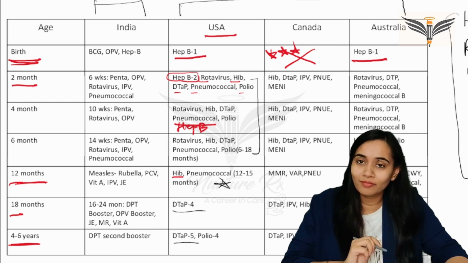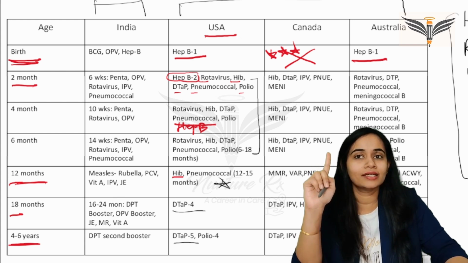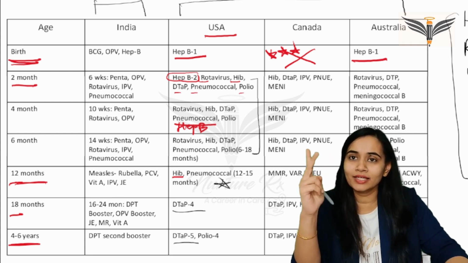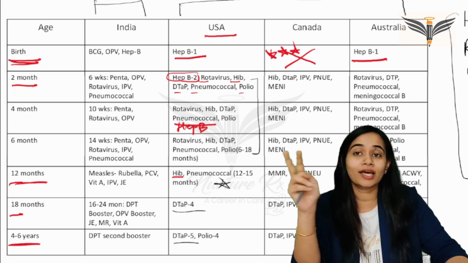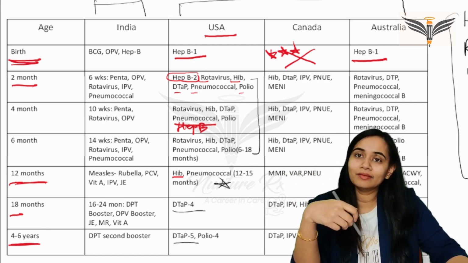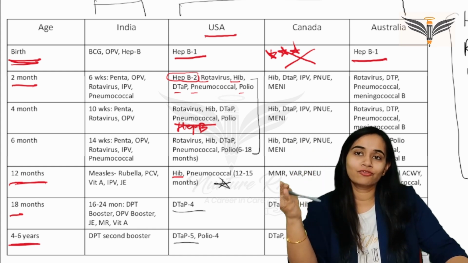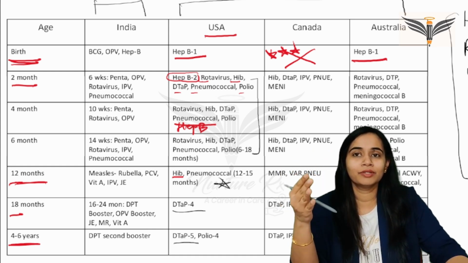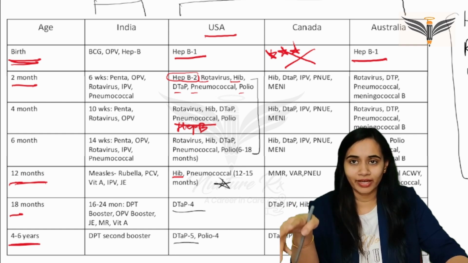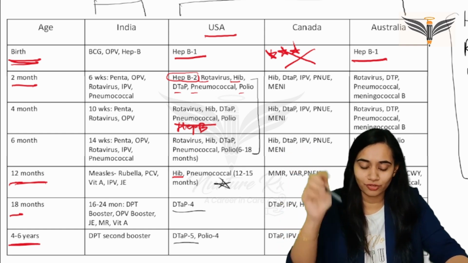Okay, for 12 months, at 12 months, only 2 vaccines are given. What is it? It is H influenza B vaccine and pneumococcal vaccine, which can be given at 12 to 15 months of age. Next, at 18 months, you have to give the DTP dose 4. And at 4 to 6 years, again, a DTP dose, which is DTP 5. And along with it, one polio dose has to be given. So this you have to remember.